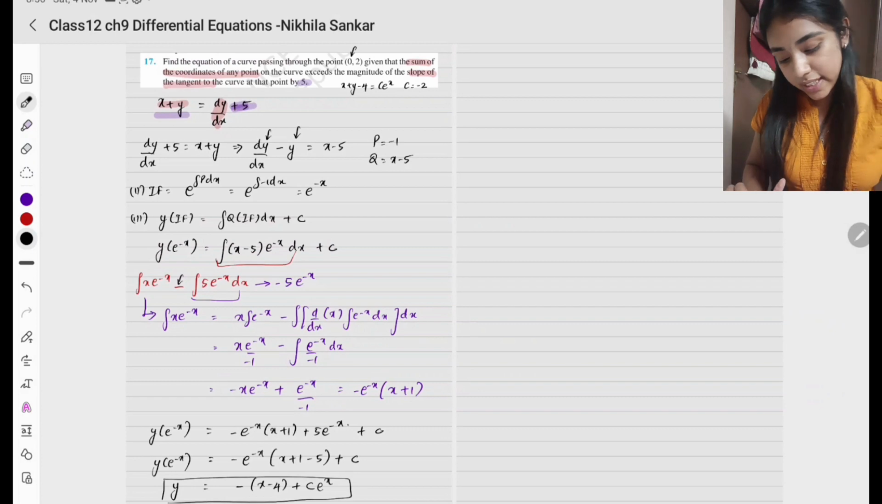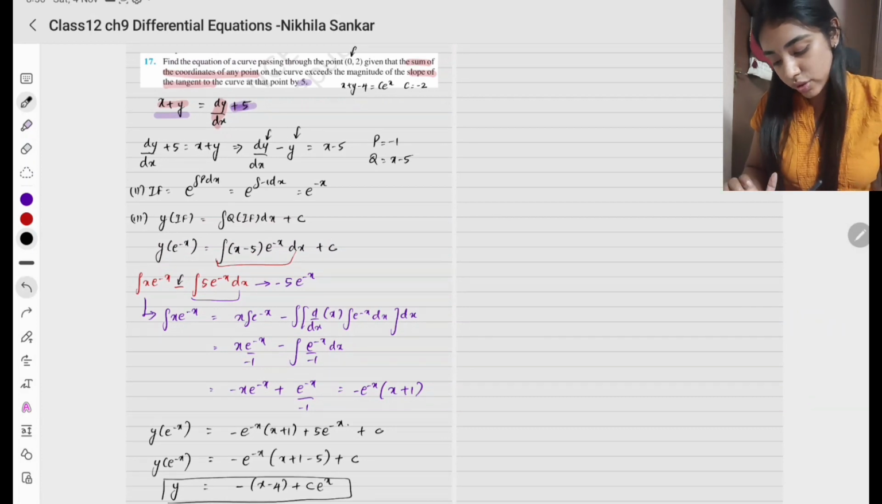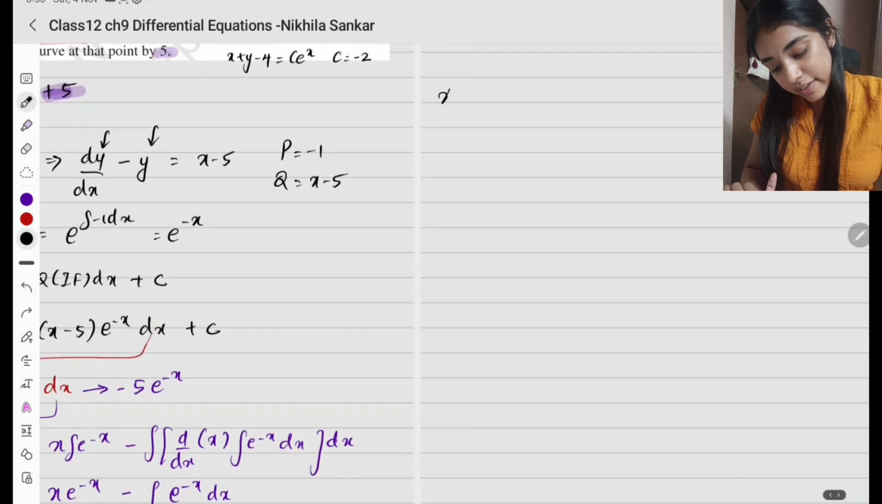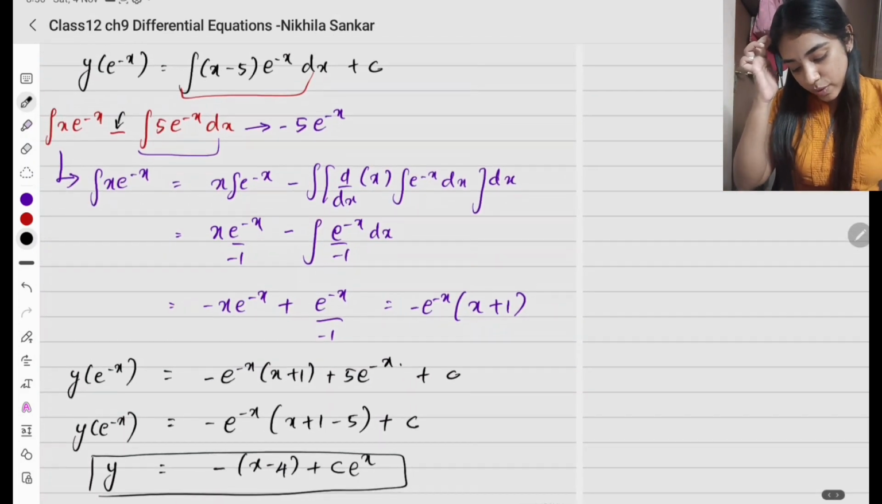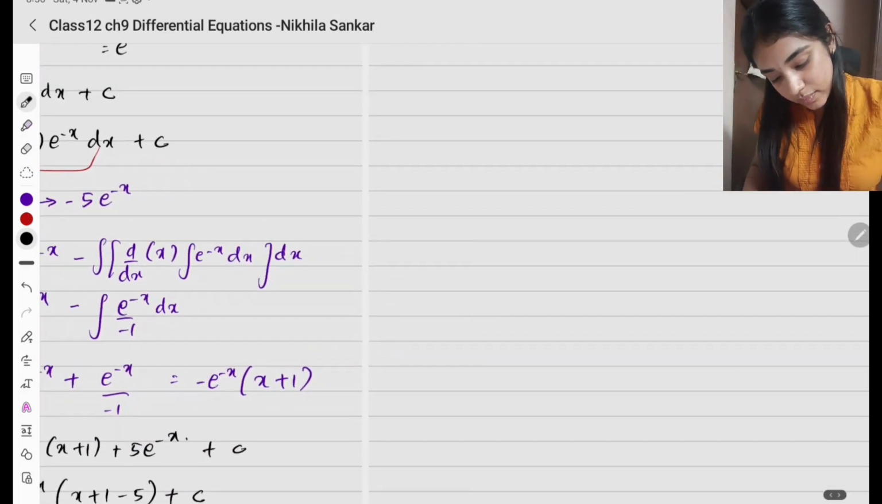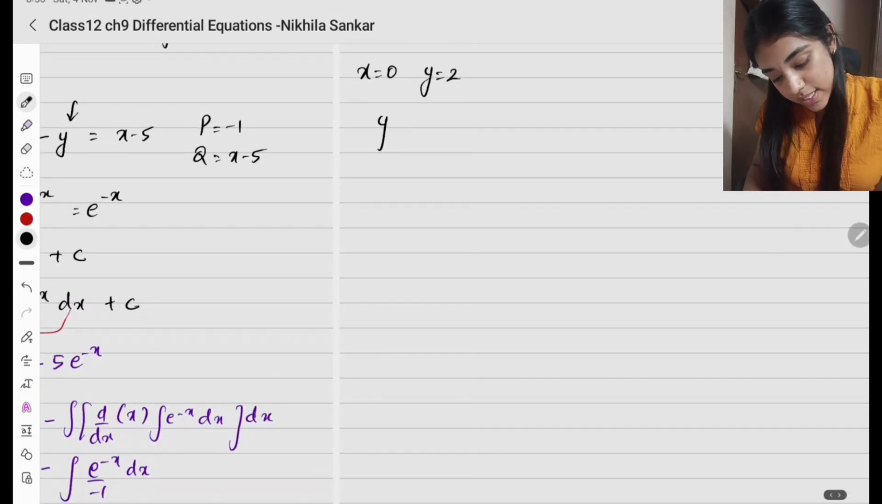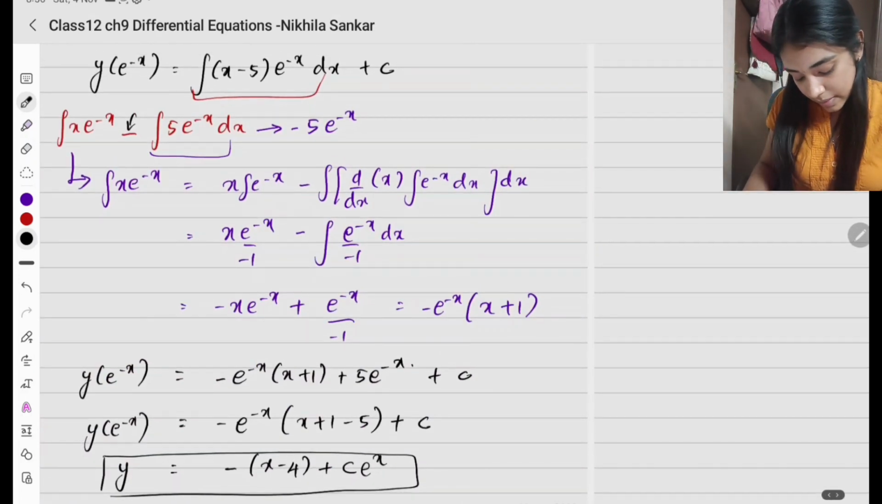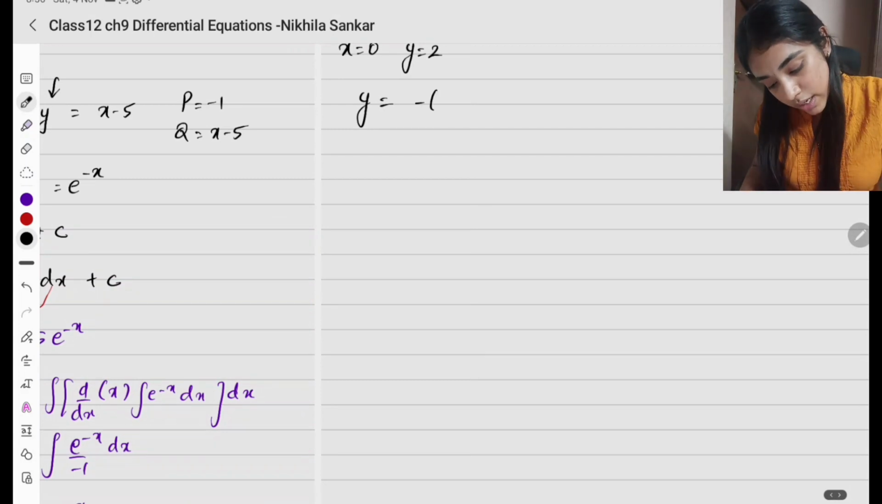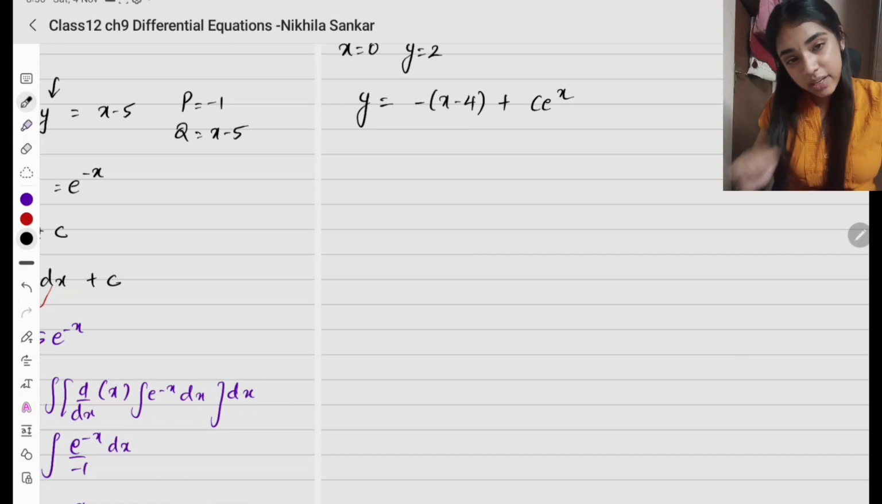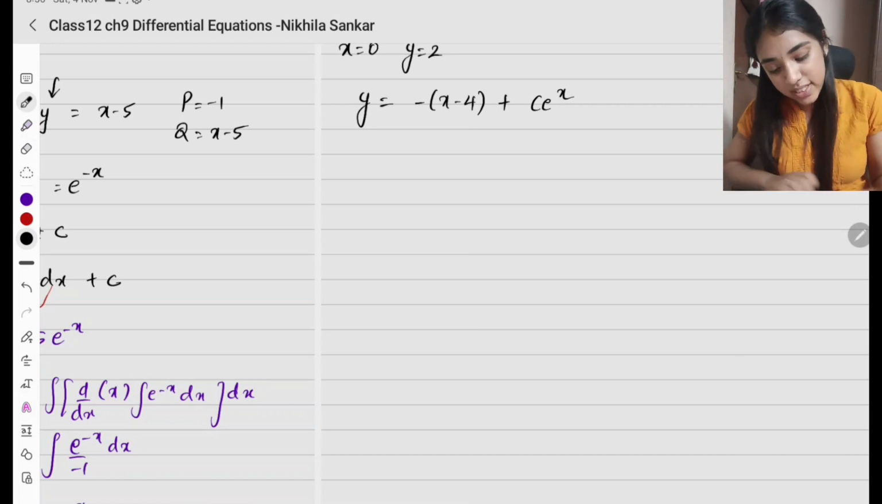இப்போ particular solution என்ன, இந்த இடத்துல என்ன கொடுத்திருக்கான்? 0, 2 கொடுத்திருக்கான். So when I substitute the values, I have 0, 2. So x is equal to 0, y is equal to 2. எங்க substitute பண்ணணும்? Y equals, I have y equals minus of x minus 4 plus c e to the x divided by minus x பண்ணா மேல போச்சுனா e to the x ஆயிடும்.